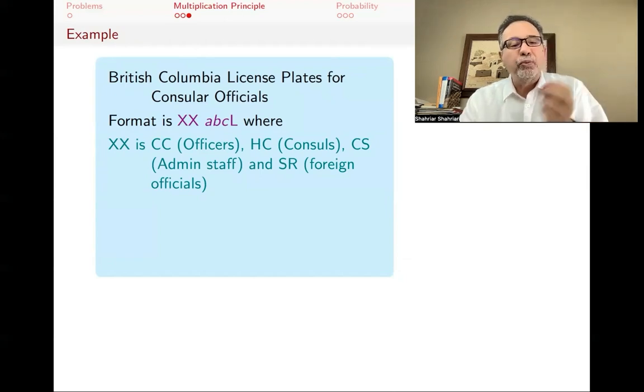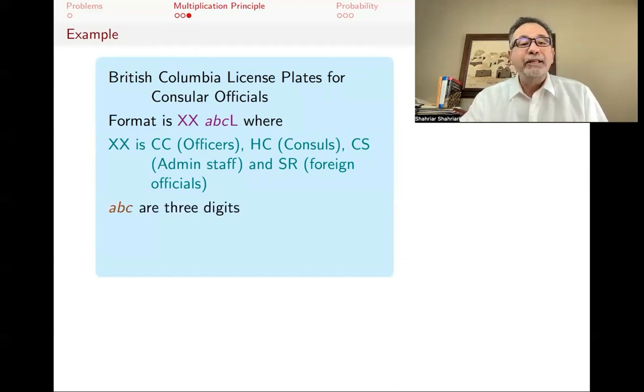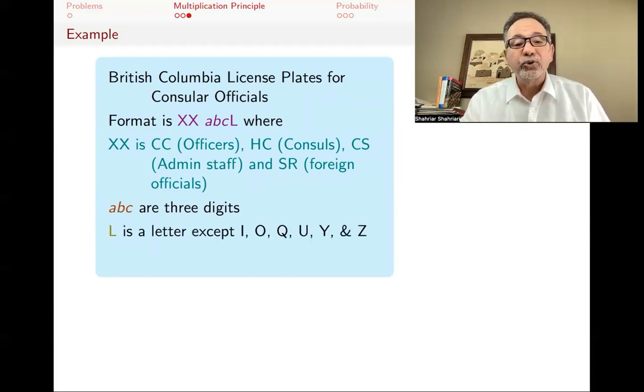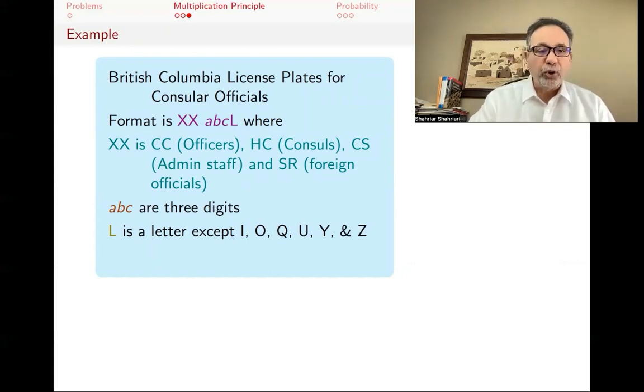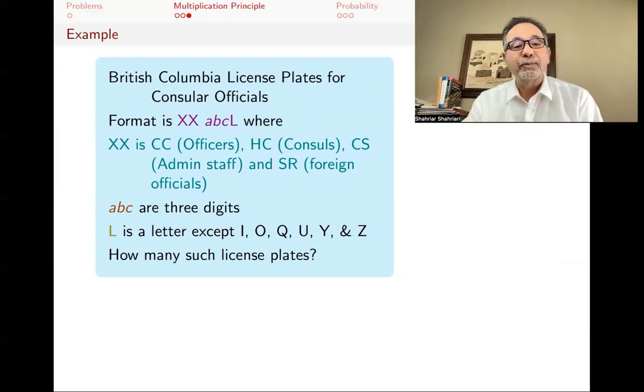So XX could be one of those four things. And A, B, C are 3 digits. So A could be 5, B could be 0, C could be 9. It's a 3-digit number there. And L is a letter, except they don't use I, O, Q, U, Y, or Z. They don't use I because it gets confused with 1. They don't use O because it can get confused with 0, Q with O or 0, U with V, and Y and Z, which the rest of Canada does use, but British Columbia doesn't like that, and they do not use Y and Z. So the question is, how many such license plates can you make?